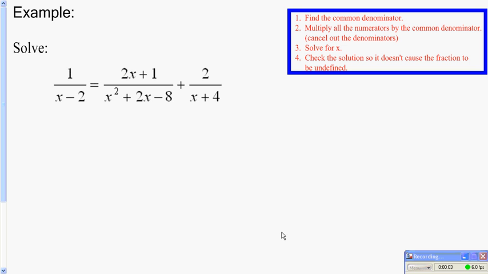Lesson 9.6 Part B. Now if we look again at the denominator, we see that this middle one, hopefully it can be factored. So we realize the common denominator is going to be x plus 4, x minus 2.